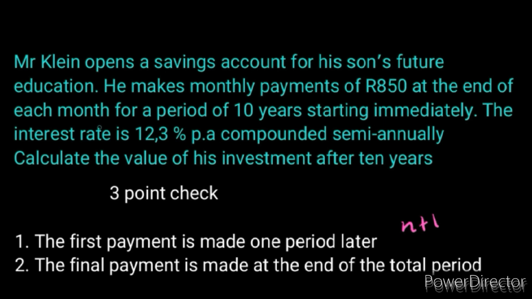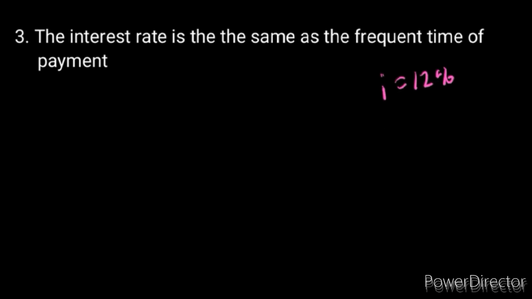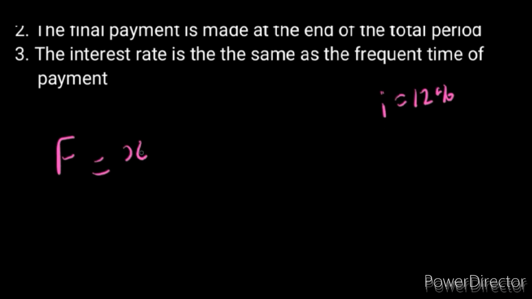So we know that it's future value, because he is saving for his son's future education. So now we're gonna use the future value formula. So future value, we're gonna have x, then we're gonna have 1 plus I to the power of n minus 1.